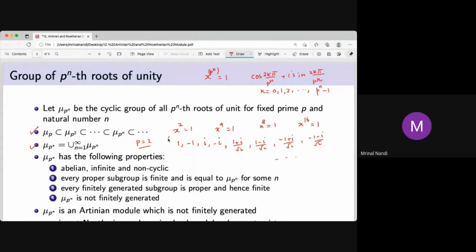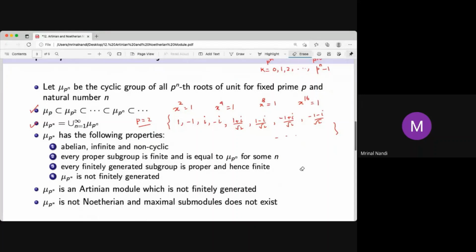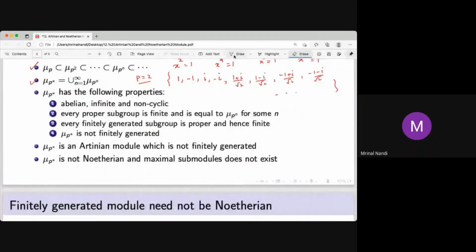So this collection forms a group, but this is not cyclic. This is infinite, obviously, and this is abelian because it's a subset of complex numbers. So it is a subgroup of complex numbers, an abelian group, infinite and non-cyclic. Easily you can prove that it is non-cyclic. Because if it is cyclic, generated by something, then it is a root of, say, p to the power 5, and then that cannot generate all the roots of p to the power 6.